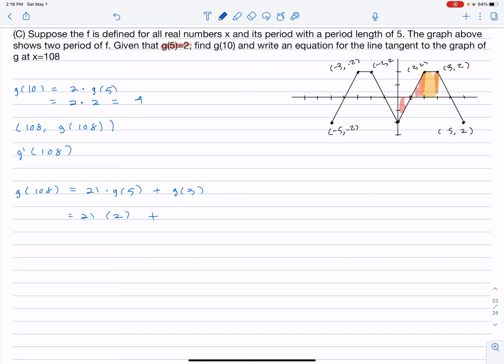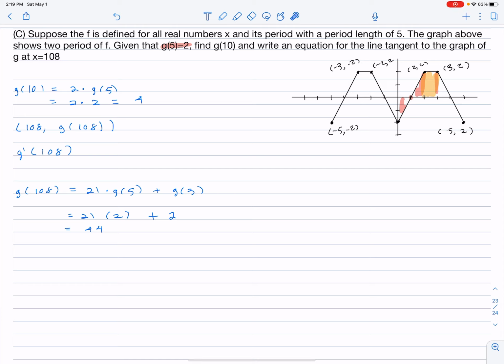So g of 3 was 2. So our total is 21 times 2, which is 42, plus 4 is 44. So g of 108 is 104. Sorry, is 44. Excuse me, is 44. Hopefully that makes sense, right? So again, I'll let you think about it. If you have questions, you can always ask.